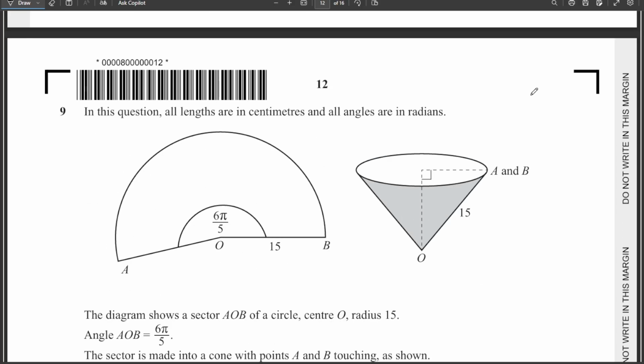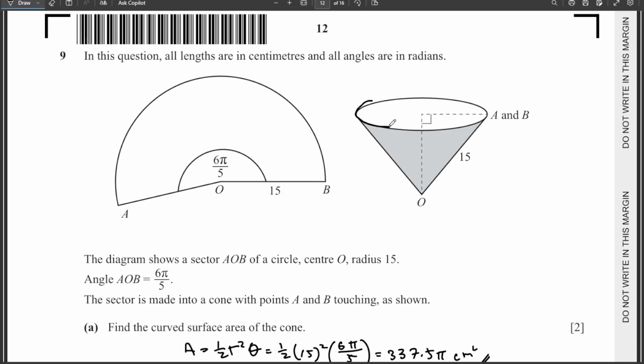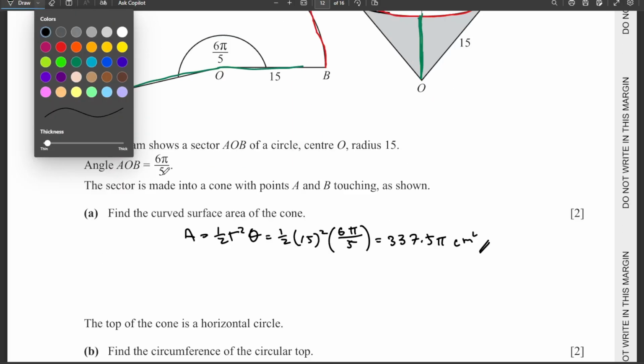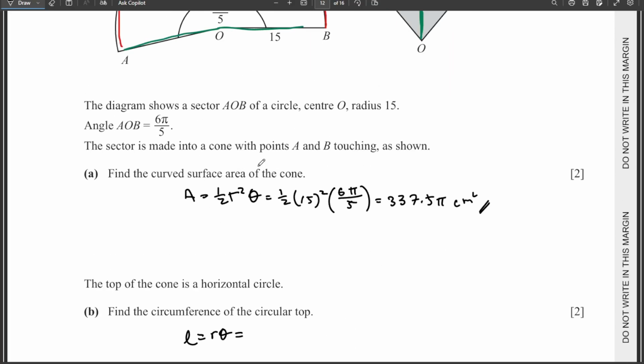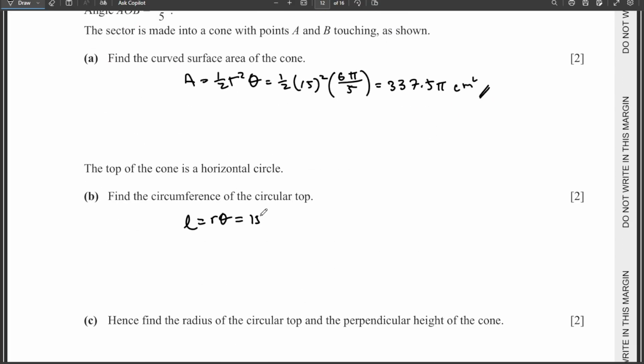And find the circumference of the circular top. So meaning this one, right? Let me use a red color. This one. So this circumference is actually the same thing as just the arc length, because this green part AB is being folded together. This part is AB. So to find the arc length, again we use the formula r theta, where theta must be in radians, and r in this case is 15 again, theta is 6 pi over 5, so 18 pi cm.